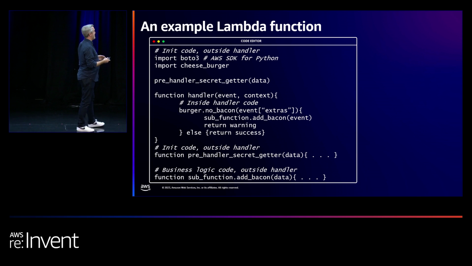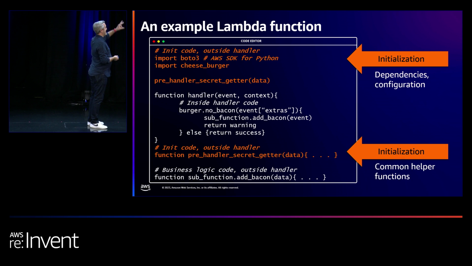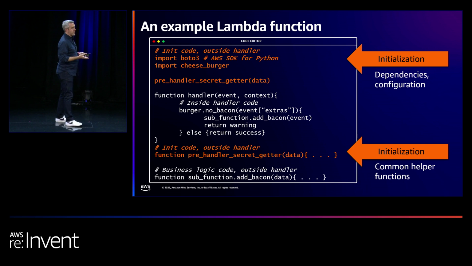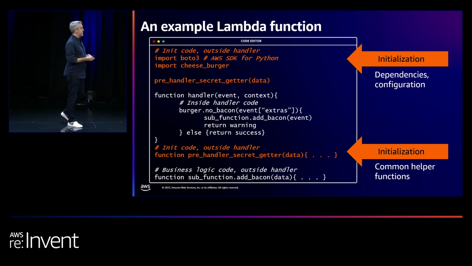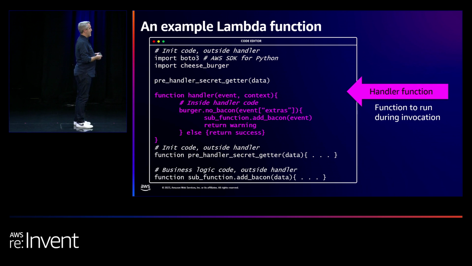So this is apparently clean Python. But what we see here is I've got two sections that are part of my initialization of my function. This is code that's going to run in that init period during a cold start before my actual invocation. And then I have my handler function.